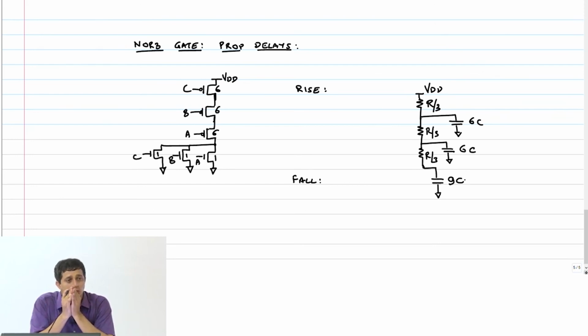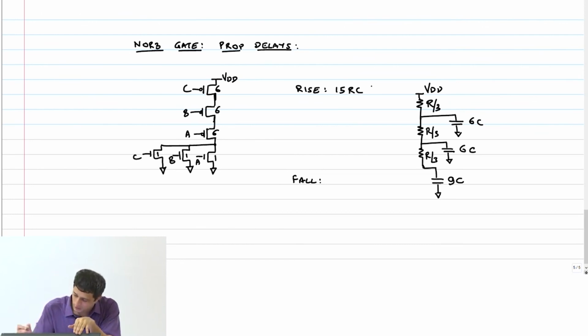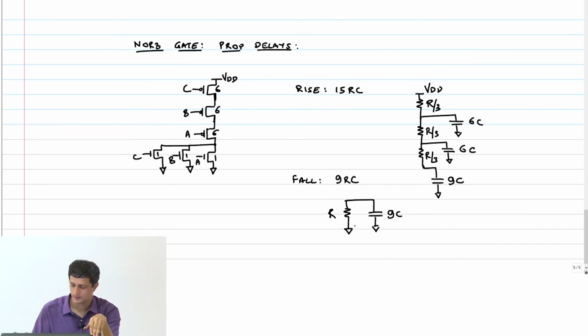So what's the answer? Rise delay 15 RC, right, which is 9 into 6 into 2R by 3. So 2R by 3, 4, and yeah, 15 RC. And fall delay 9 RC. That is very simple because it's just this and 9C, and this will be R. 9 RC is the thing.